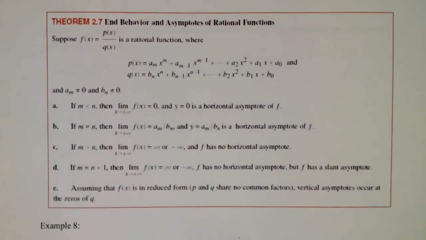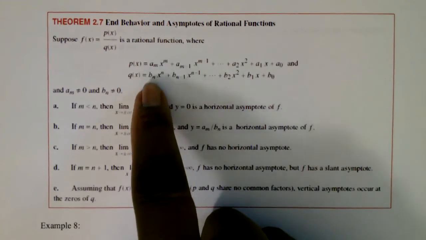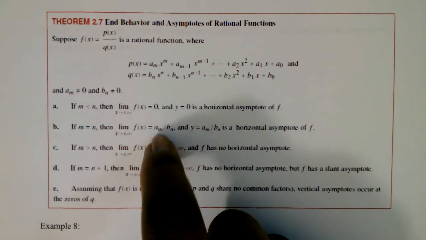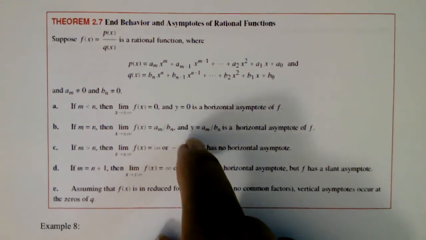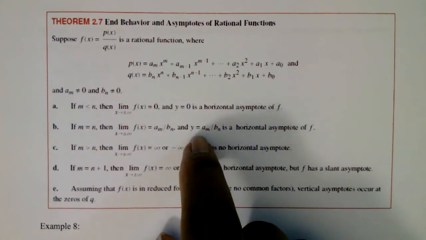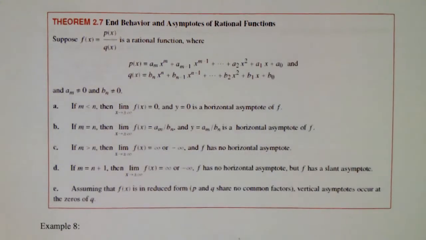And then in B, if m equals n, meaning the highest exponent in the numerator equals the highest exponent in the denominator, that means the limit as x approaches plus or minus infinity of f of x will be the leading coefficients in the numerator, a sub m, and in the denominator, b sub n. A sub m divided by b sub n. And y equals the quotient of the leading coefficients, a sub m and b sub n. That would be your horizontal asymptote of the function.